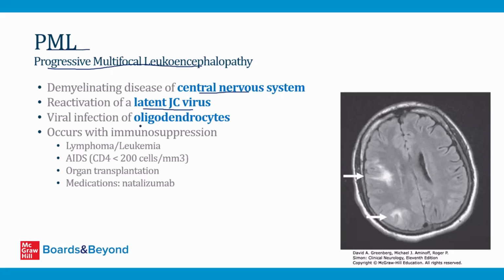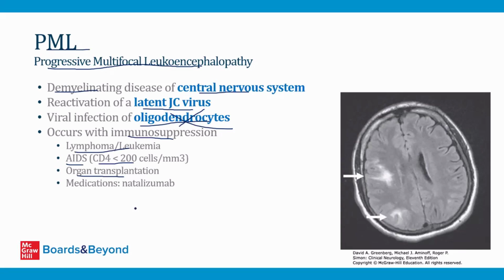The virus infects oligodendrocytes, and so as you can imagine, when it reactivates, it can kill those oligodendrocytes, and that can lead to demyelination of central nervous system axons. And in order for this latent virus to reactivate, there has to be some type of immunosuppression. So this disorder is associated with various forms of immunosuppression. You can see it in patients who have lymphoma or leukemia. It's a classic central nervous system development in HIV and AIDS when the CD4 count gets very low. You can see it in patients who have solid organ transplantations who are on powerful immunosuppressant drugs.